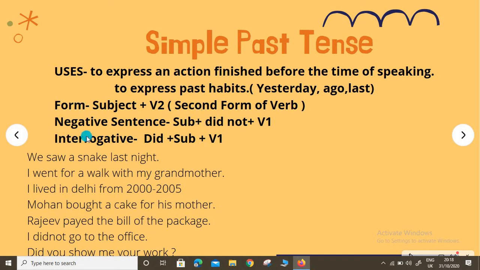If you are making a negative sentence, you need to use did, both with singular as well as for plural. Subject plus did not plus first form of the verb. And for an interrogative sentence, you need to put did before the subject, as in, did you show me your work? And then you put a question mark. So this way we make simple past tense.